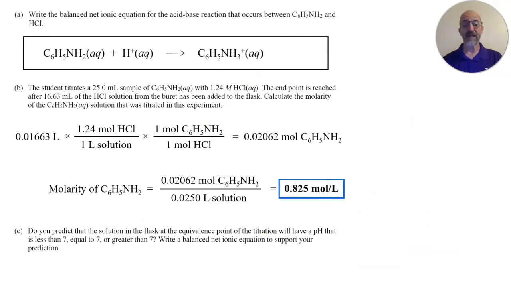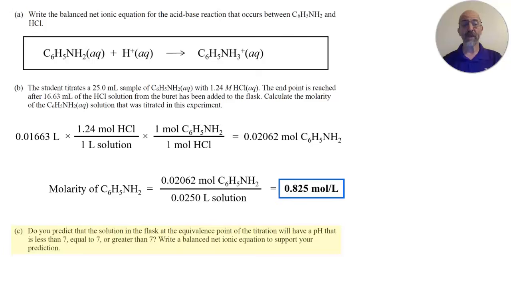In part C of this question, it asks, do you predict that the solution in the flask at the equivalence point of the titration will have a pH that is less than 7, equal to 7, or greater than 7? Write a balanced net ionic equation to support your prediction. Now, back in question 2, when we had reacted the weak acid with the strong base, the pH was actually slightly greater than 7. It was around 9. The reason why it was a little bit higher than 7 was because the acetate ion acts like a weak base.